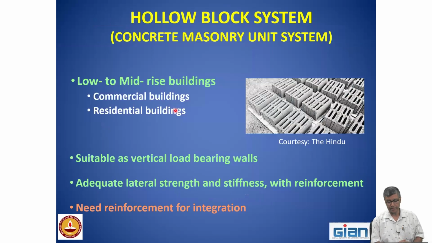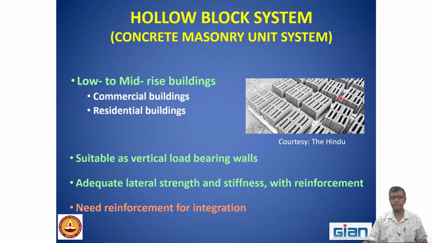The hollow block system, which is also called concrete masonry units: here these precast blocks are made with holes inside, and then these blocks are stacked and reinforcement is placed through the holes. There can be reinforcement even horizontally within the beds, and then you pour grout or concrete. It can have nice lateral load resistance. Typically, they are used for commercial buildings and residential buildings.